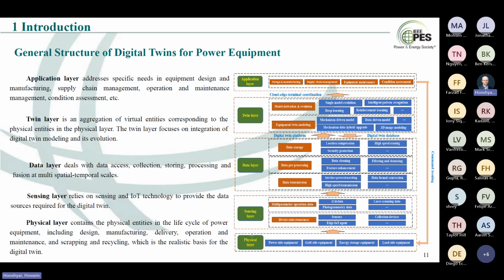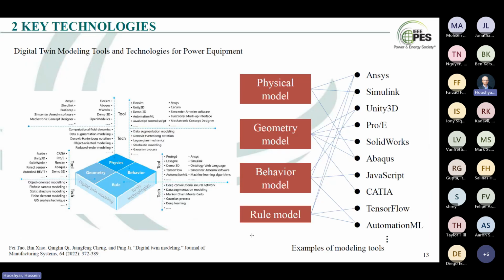Here is the structure we developed for the power equipment, basically including 5 levels. The physical level, that's all our physical entities. And the sensing level, basically we get the data from the field, like the online monitoring or offline data or operation data, and also the data layer, including the data access, connection, process, cleaning, or fusion, at multiple spatial and temporal scales. And then given all that data, we can develop the twin layer for the different entities. Given the twin layer, then we can go to the application layer, either for the supply chain department, or the maintenance department, or the asset management department. That's the purpose. Go next.